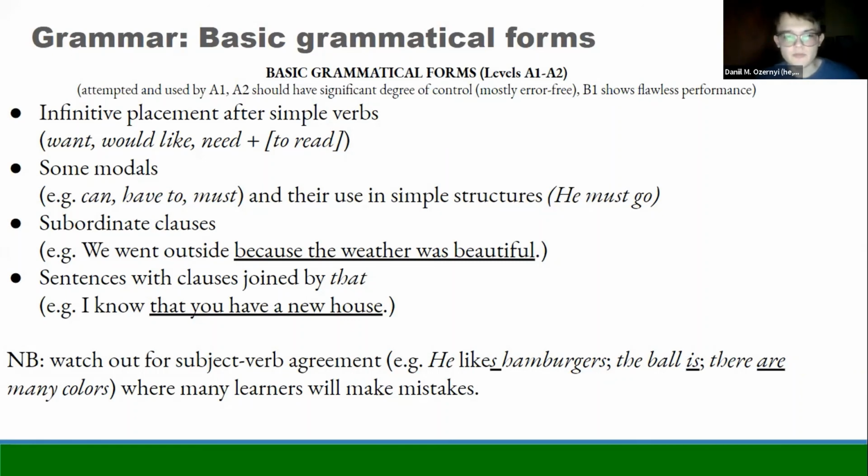Do watch for subject verb agreement, and that is a part of present tense. He likes hamburgers. The ball is whatever, greener, etc. Beautiful. There are many colors, because people will say there is many colors, and it is actually a contested issue in grammar about there, but it is not contested about he likes hamburgers, she prefers going for a walk, or something else. Watch out for that agreement, for that particle s. She likes, he likes, people will miss it.